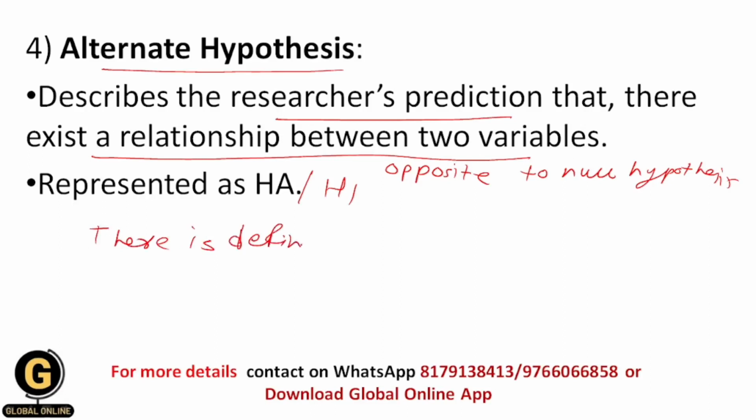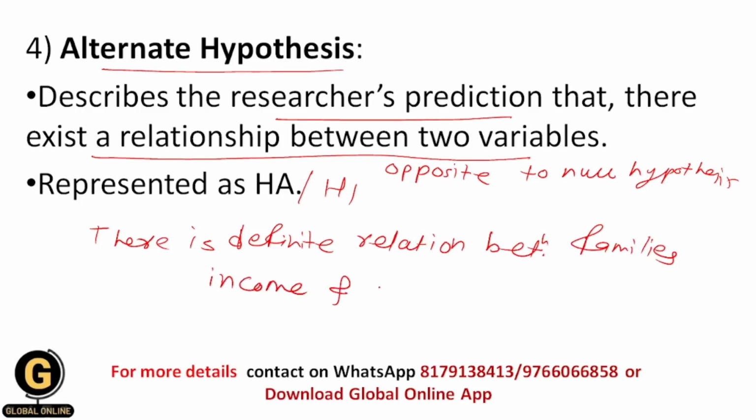There is a definite relation between family's income and their expenditure on recreation.